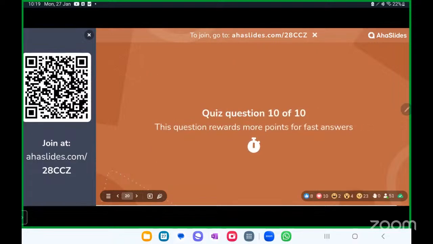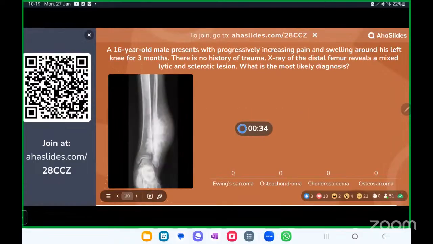Okay, moving on to the last question. A 16-year-old male presents with progressively increasing pain and swelling around his left knee for 3 months. There is no history of trauma. X-ray of the distal femur reveals a mixed lytic and sclerotic lesion. What is the most likely diagnosis?